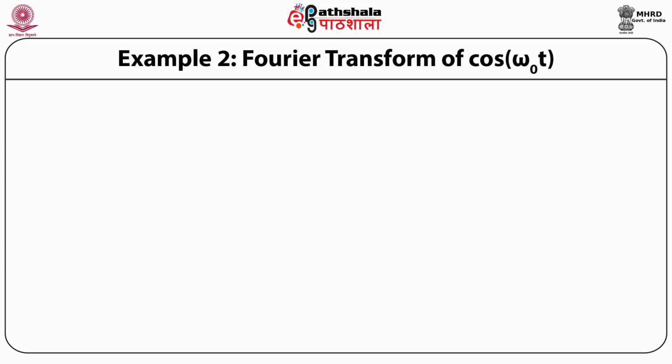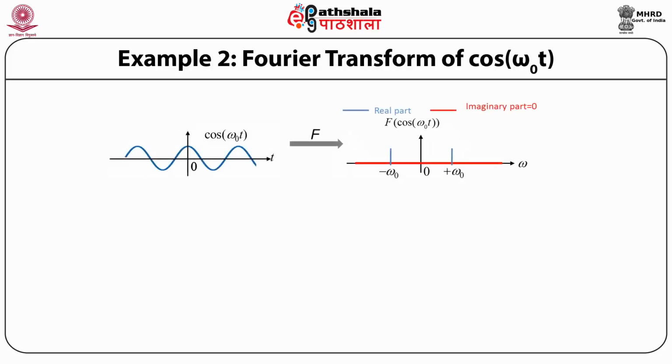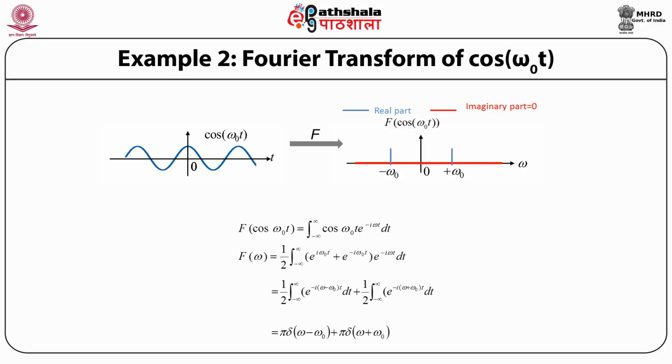We are going to see example 2, where we have to find the Fourier transform of cos omega naught t. What is cos omega naught t? First we will plot cos omega naught t, as shown in the left hand side image. The blue curve follows cos omega naught t. Then let us put it in the equation. F of cos omega naught t will be equal to the integral from minus infinity to infinity of cos omega naught t times e to the power minus i omega t dt.